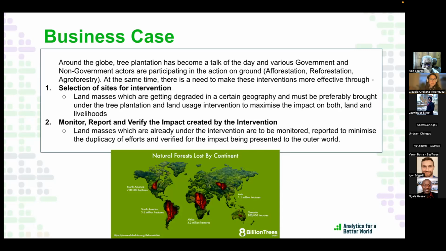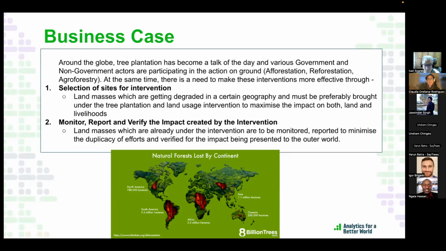But at the same time, for organizations like us, there are two business cases developed through this. One is before planting the trees and one is after planting the trees. So first is how to select the site which should be brought under the intervention. As we all know, deforestation takes place every hour. Every day we lose thousands of hectares through deforestation. These can be through human forced efforts or natural induced deforestation as well.